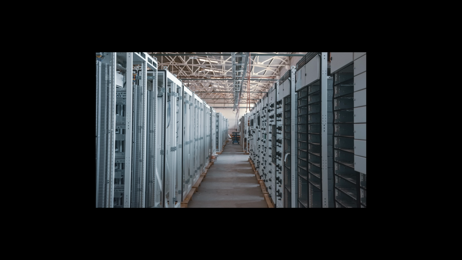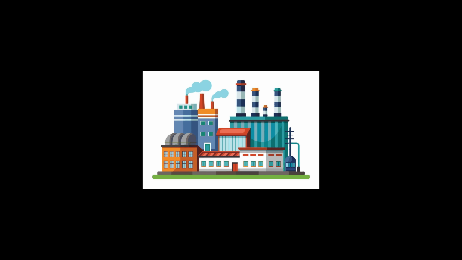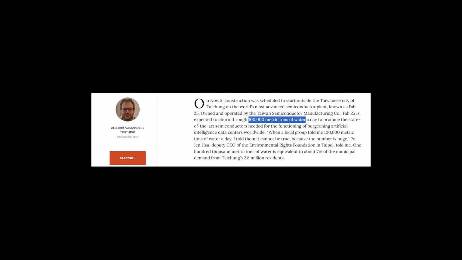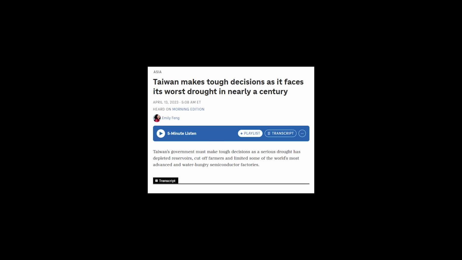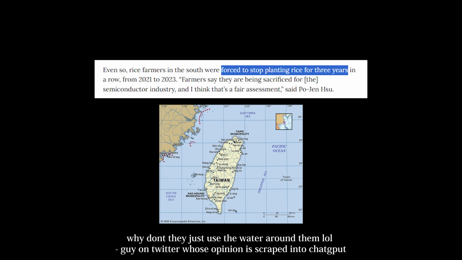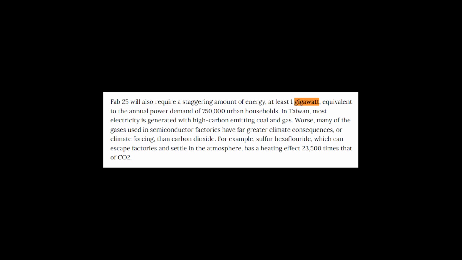To make all these GPUs, we need to manufacture semiconductors, which themselves have a significant impact on the environment. The most advanced semiconductor plant in the world recently began construction in Taiwan and is expected to use 100,000 metric tons of water a day, water that could be used to help with the country's extreme water shortage. Taiwan suffers from severe droughts, and semiconductor manufacturing has already been competing with the population for water, taking so much of it that rice farmers have had to go years without planting any rice. This means the new semiconductor plant probably isn't going to make things better. The plant is also expected to require at least 1 gigawatt of electricity, equivalent to 750,000 households.